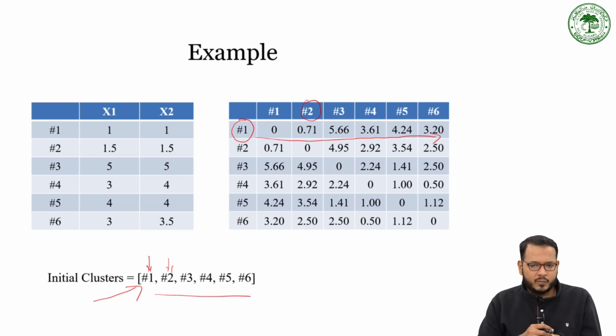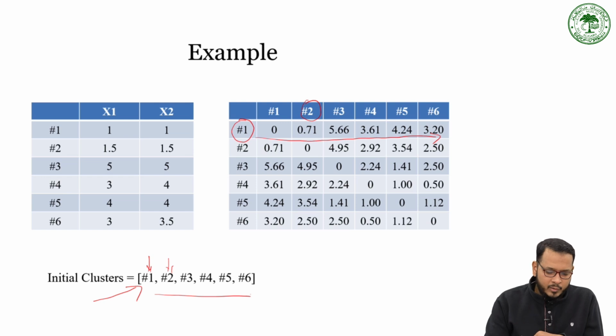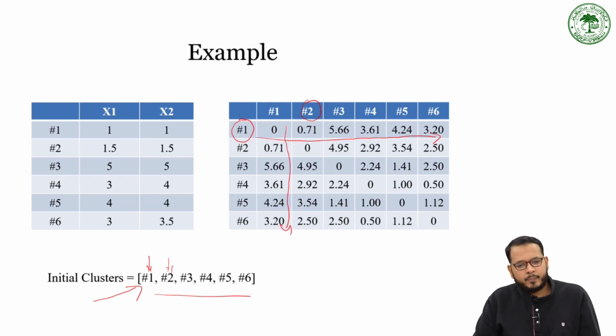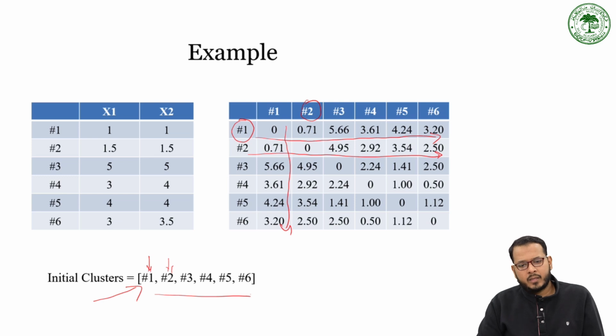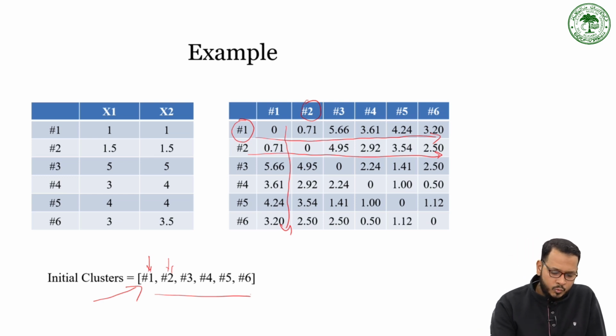It is also noteworthy that the row values are the same as the column values. So once we calculate the row, the same values go in the column also, the first column. The same is true for the second row. The second row here represents the distance of 2 with the rest of the points, and this is true for the column as well.